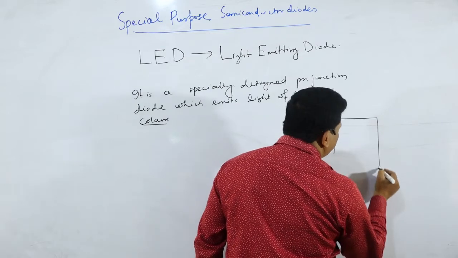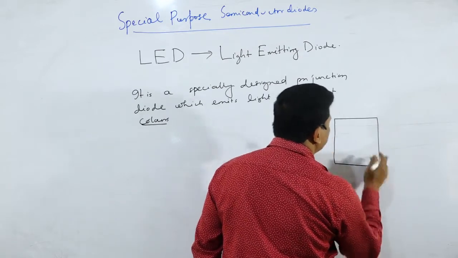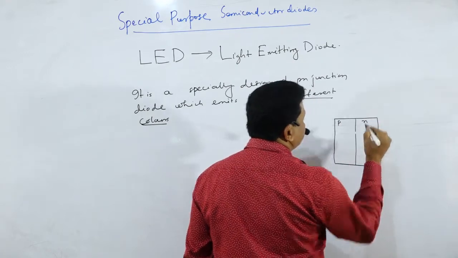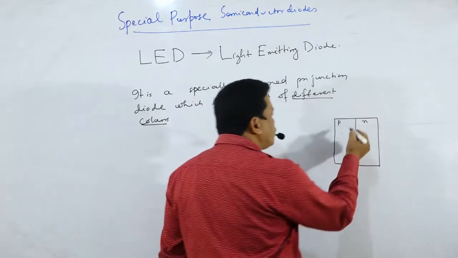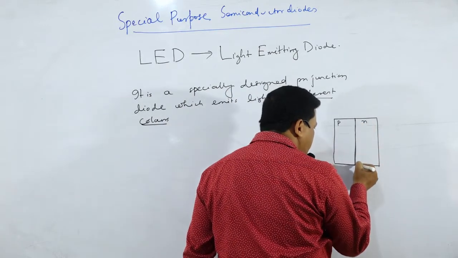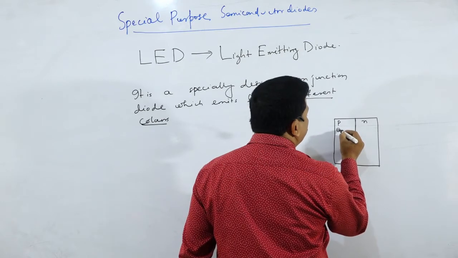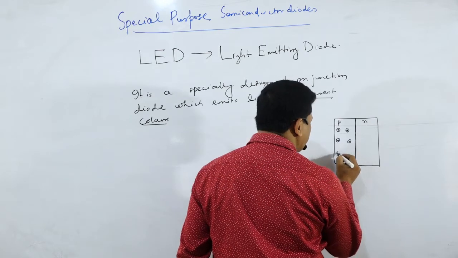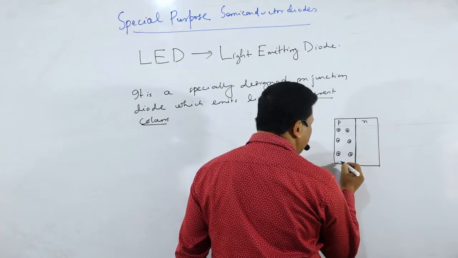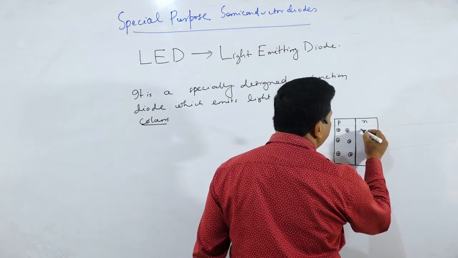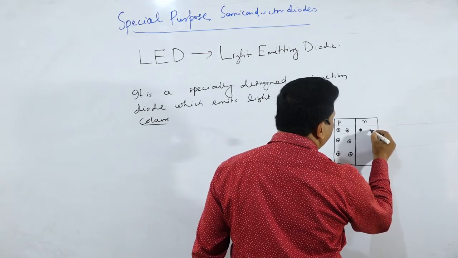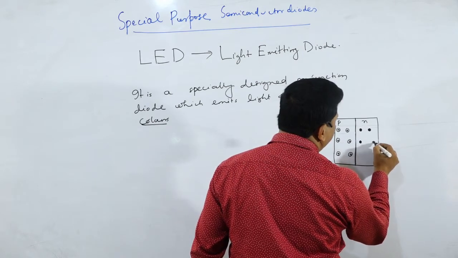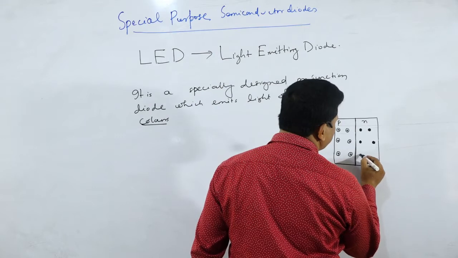The PN junction, suppose this is the P material and this is the N material. So this one is the PN junction. So we know that in the P region, holes are the majority charge carriers, and in the N region, the free electrons are the majority charge carriers, which are negatively charged electrons.